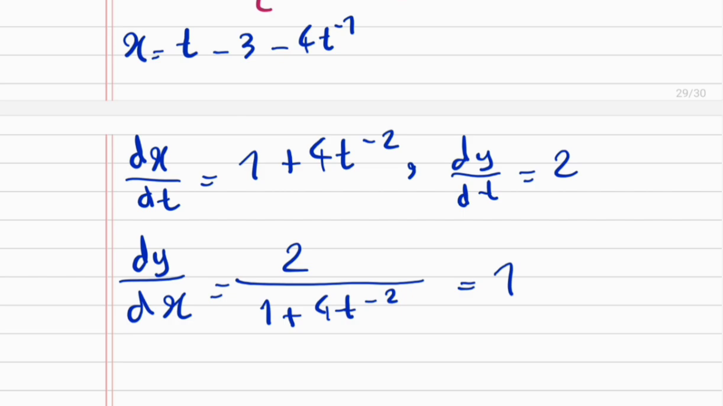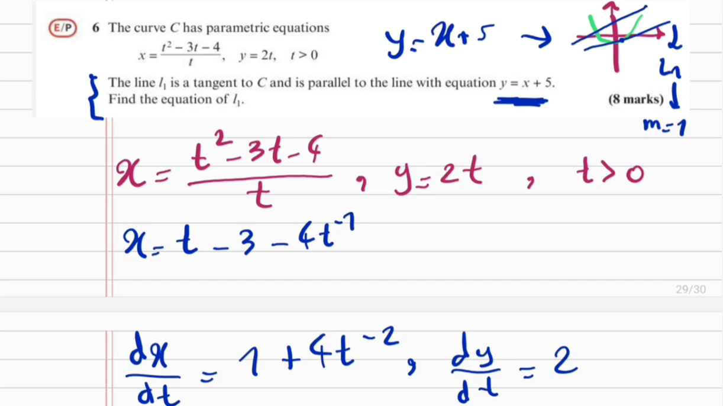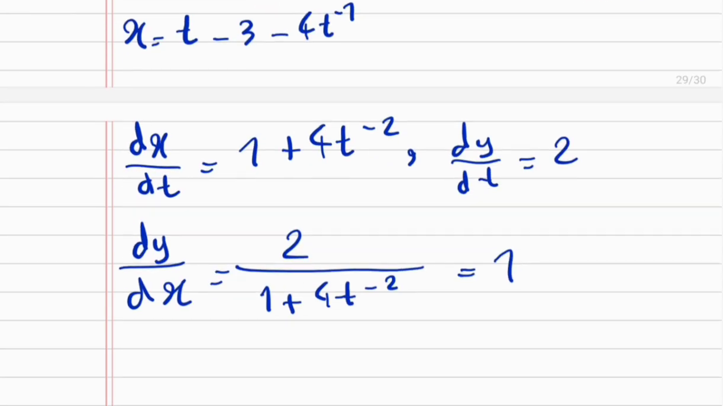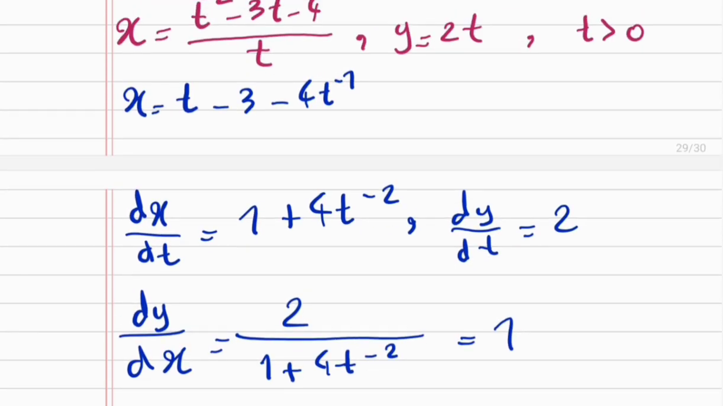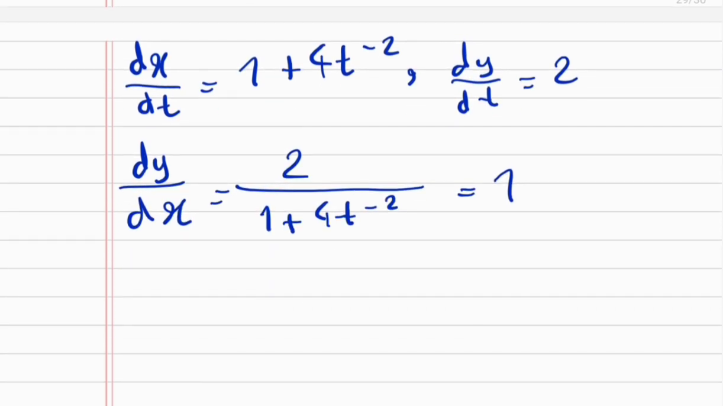The reason we should find t is because we want to find the equation of the tangent, and in order to do that, we need to know the gradient and the coordinates of the point that the tangent passes through. In order to find the coordinates of the point, we need to find the value of t first, and once we know t, we substitute that into the equations of x and y to get the coordinates of the point.